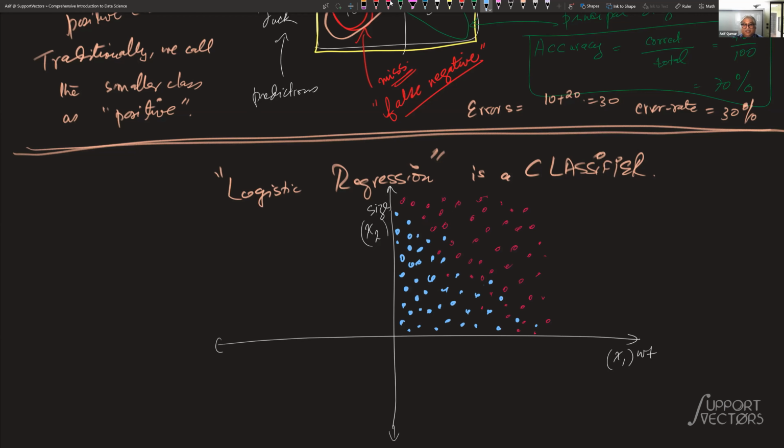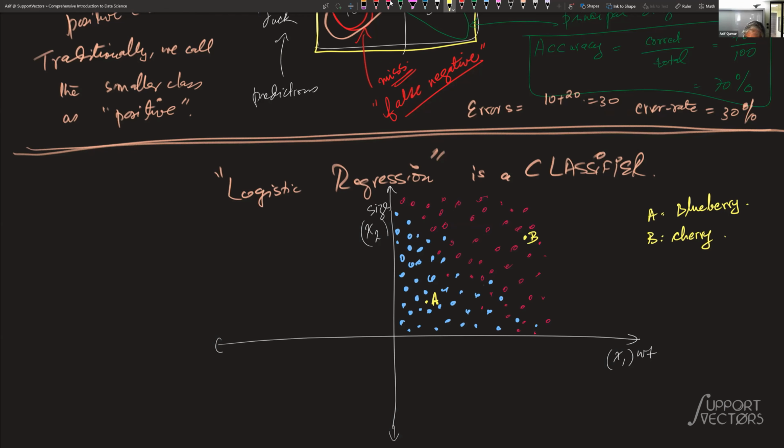So let me ask this question. Let's look at point A. There is a fruit whose weight and size puts it here. What would you guess? Is it a blueberry or a cherry? A, you would definitely call a blueberry. What about B? It is definitely a cherry. These two are very clear.